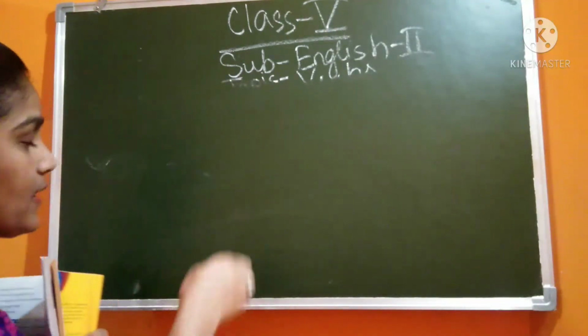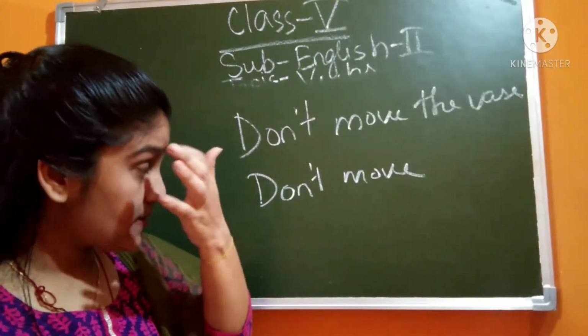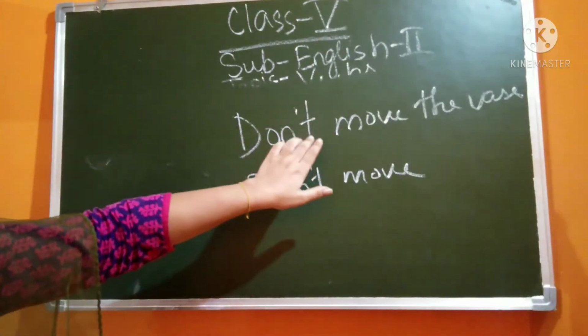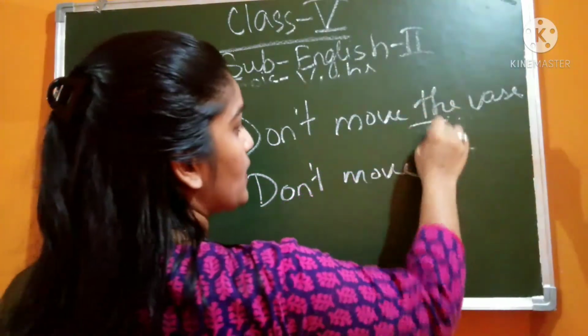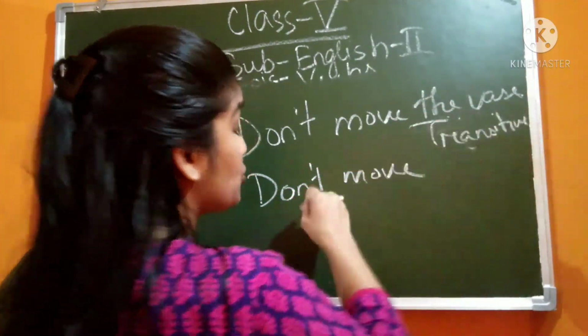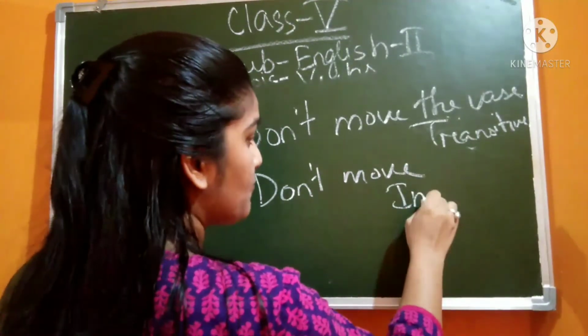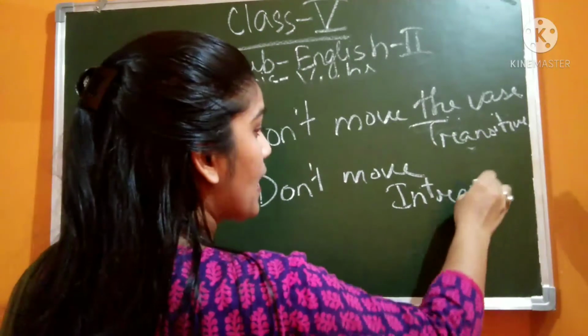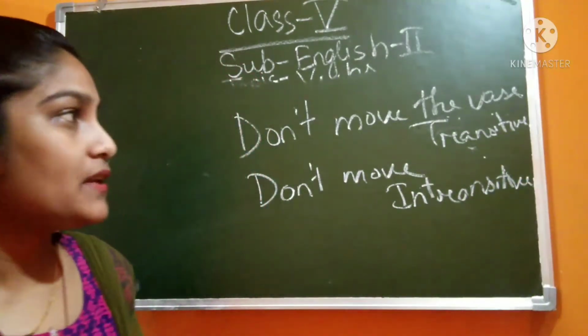Alright, one more thing given in your book. One example is given. We can see the first one, don't move the vest. So here, move, after that an object is there. That means this is what? Transitive. But don't move, no object is there after that. So this is intransitive. So the same word can be used as transitive and intransitive, right? It will depend upon the sentence.